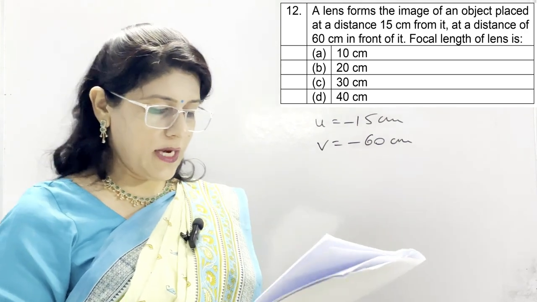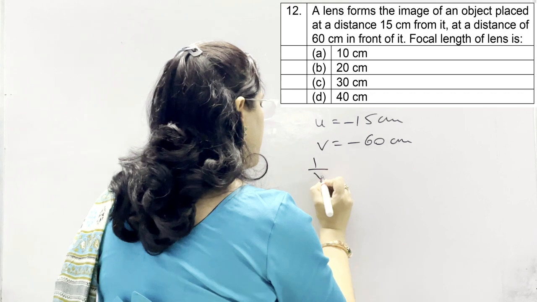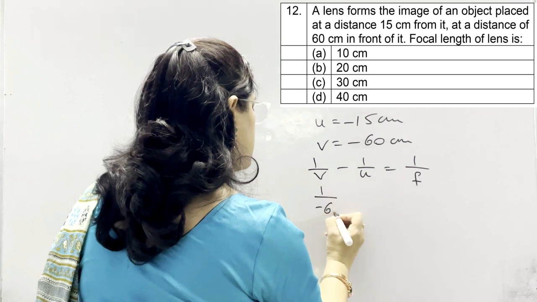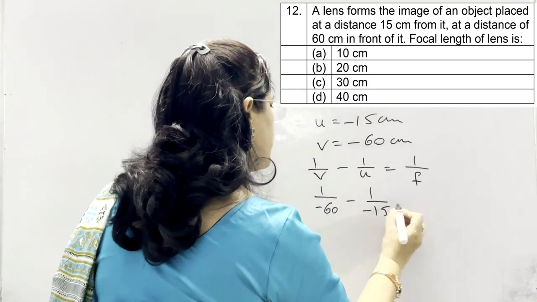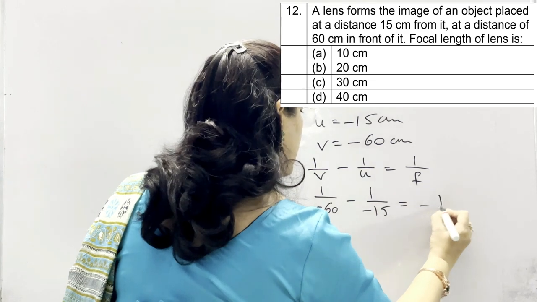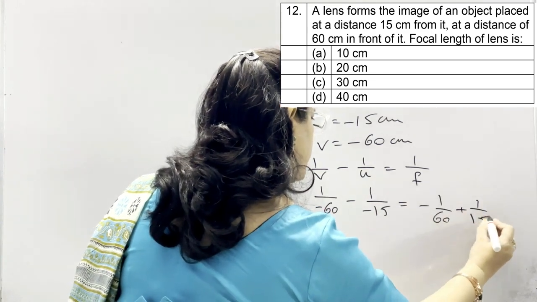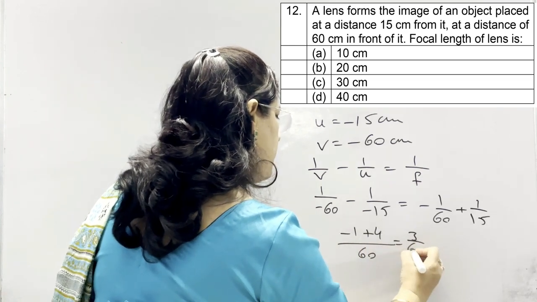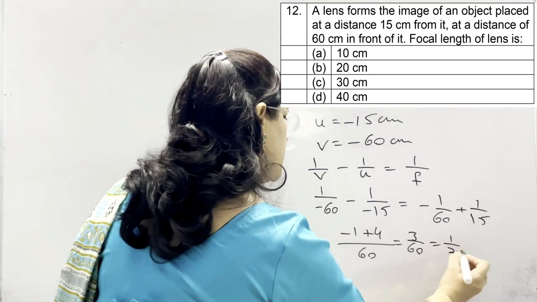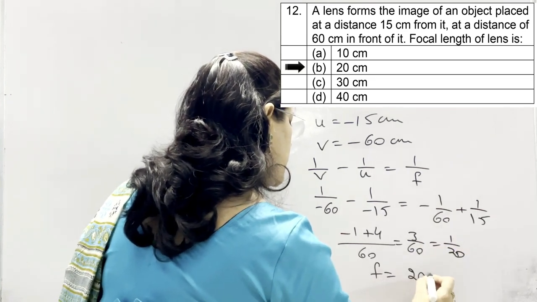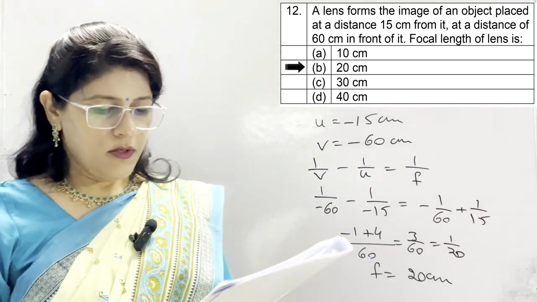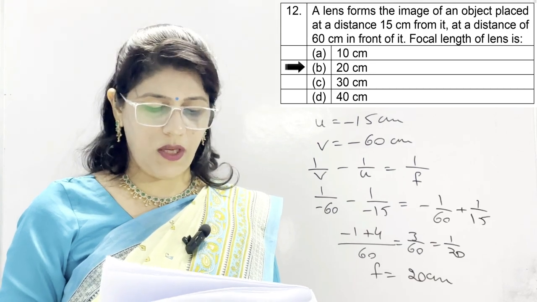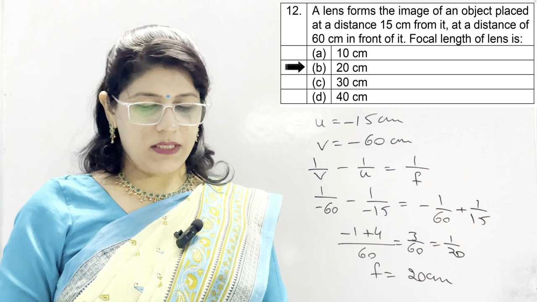Now the focal length of the lens is, we know the formula 1 by V minus 1 by U is equal to 1 by F. 1 by V is 1 by minus 60, minus 1 by U is minus 15, is equal to, it means, minus 1 by 60 plus 1 by 15. LCM is 60: minus 1, 15 times 4 is 60, so 3 upon 60, which is 1 upon 20. So focal length is equal to 20 centimeter. The options given are A 10 centimeter, B 20 centimeter, C 30 and D 40, and the correct option is B, which is 20 centimeter.